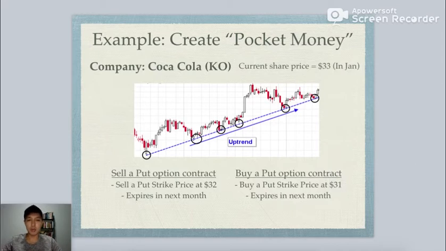In this case, we're going to buy a put contract that has a strike price of 31, which is also expiring on the same month, next month in February. Because you sell a contract and you buy a contract, eventually you want to net a credit premium. You want to collect some form of money. Let's say we're going to collect a 25-cent premium.